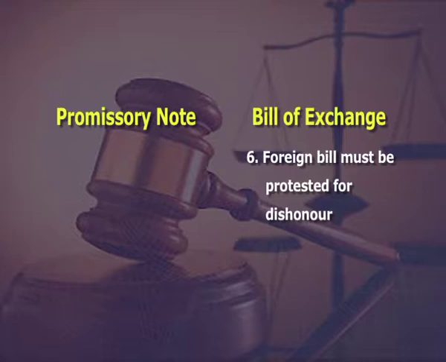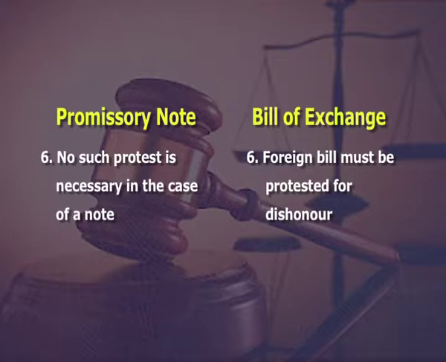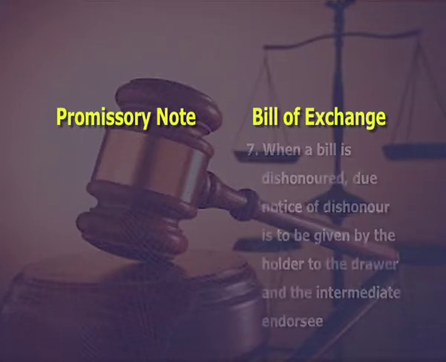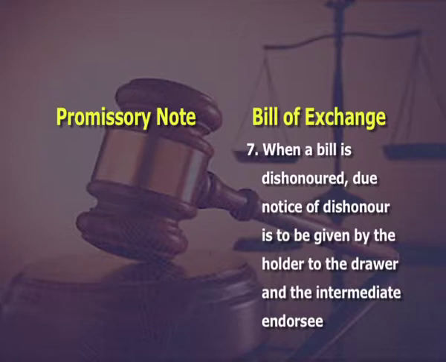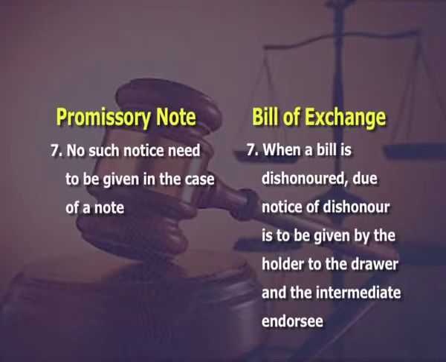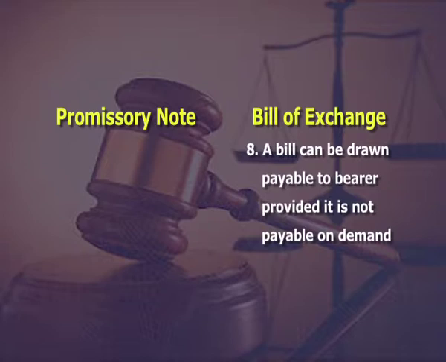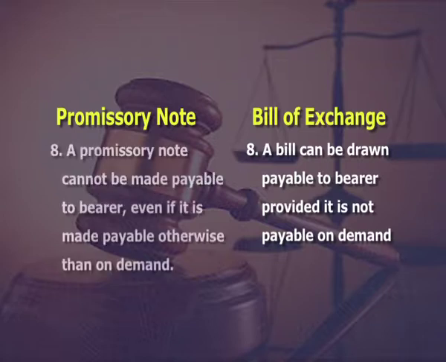Sixth, a foreign bill must be protested for dishonor, but no such protest is necessary in the case of a note. Seventh, when a bill is dishonored, due notice of dishonor is to be given by the holder to the drawer and the intermediate endorsee, but no such notice need be given in the case of a note. Eighth, a bill can be drawn payable to bearer provided it is not payable on demand. A promissory note cannot be made payable to bearer even if it is made payable otherwise than on demand.